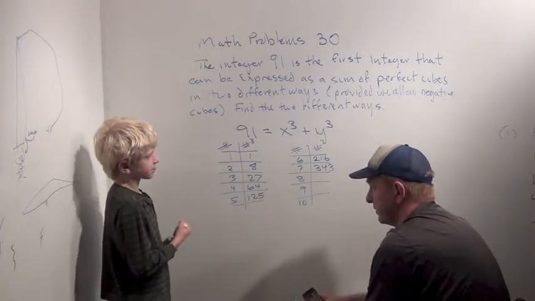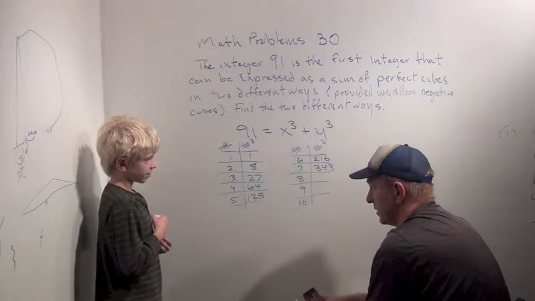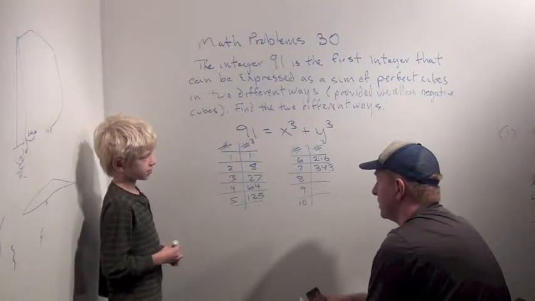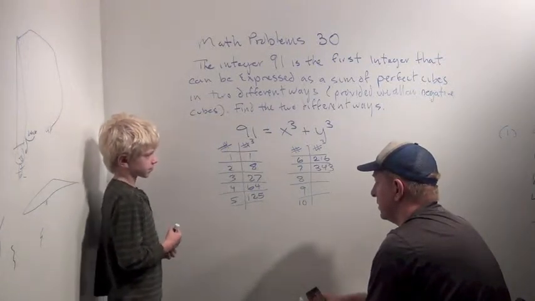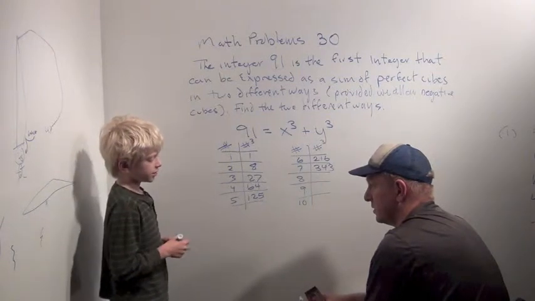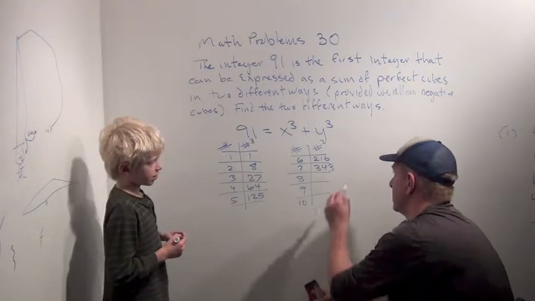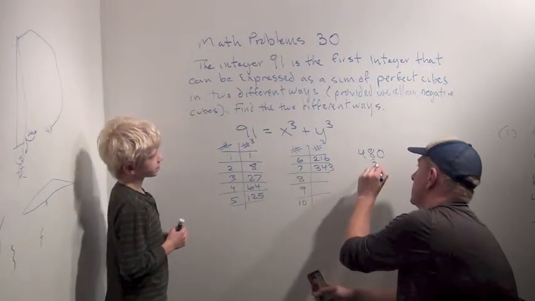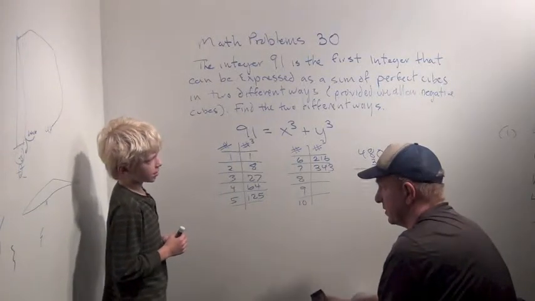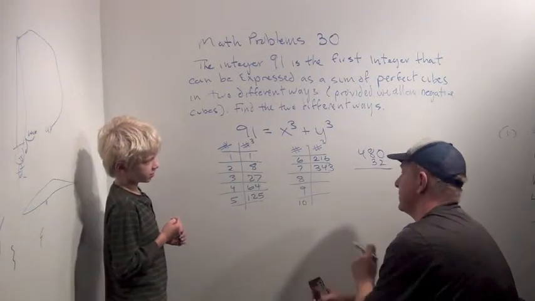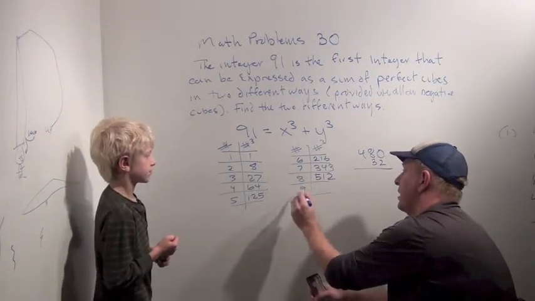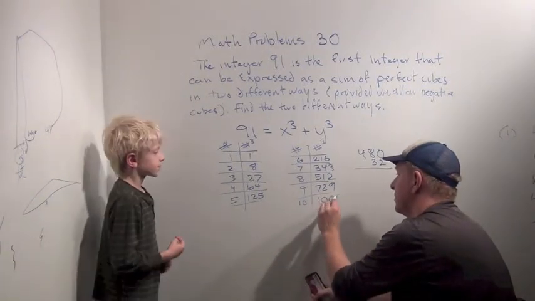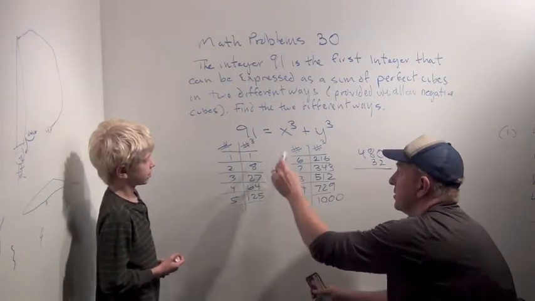Well, it's going to be 64 times 8. So we could do 60 times 8 plus 4 times 8. 60 times 8 is 480. Plus 4 times 8 is 32. So it's 480 plus 32, which is 512. Good job. I'll just tell you 9 cubed is 729 and 10 cubed is 1,000. So see if you can find two of these that add up to 91.